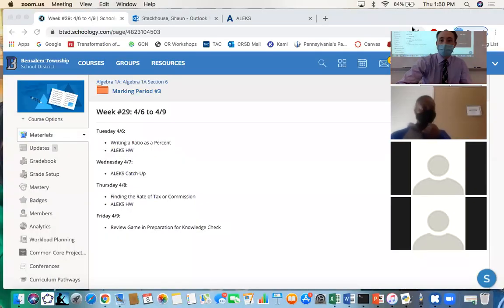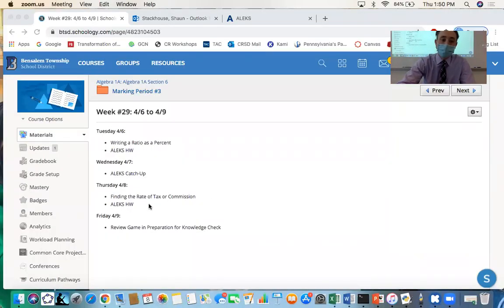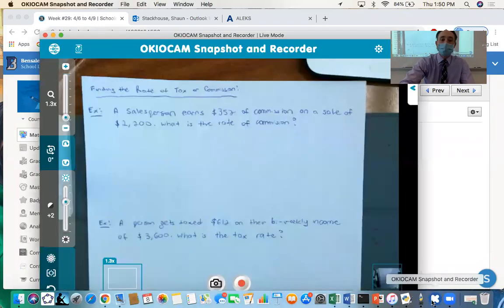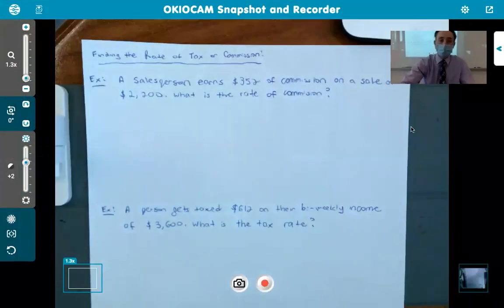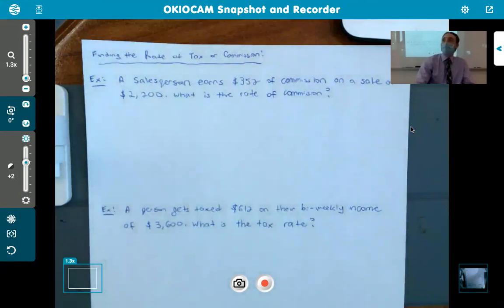So like I said, the lesson for today is on finding rate of tax or commission, very real world application based. And like I said, we're going through some word problems today. We're going to look at two different ones, something that you might see on your assignment later today, where each kind of situation is factored into account.